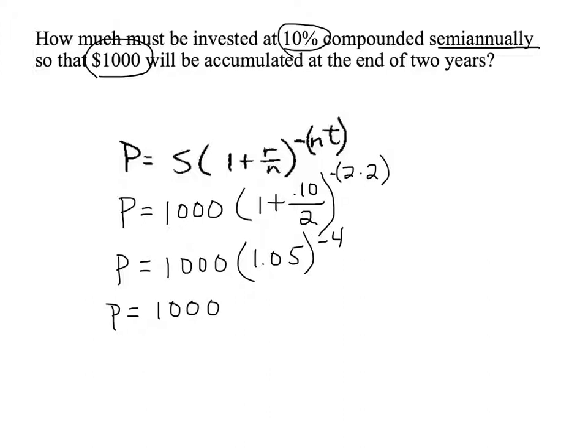And when you do that, the calculator will tell you that 1.05 to the negative 4th power is equal to 0.82270. So, multiplying then that by that 1,000, I get P is equal to $822.70. So if I put $822.70 into the account today, under those conditions, in 2 years I would have my $1,000.